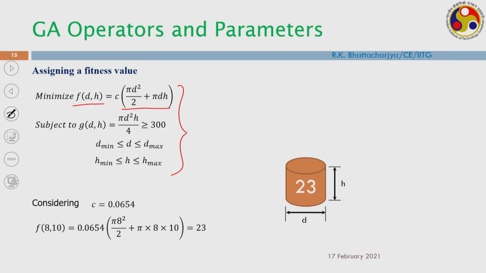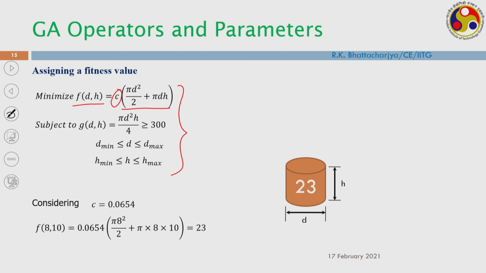So, material cost, that means the surface area of this is pi d square by 2 plus pi d h. Okay. So, this is the surface area of this particular can, and multiplying with C, so C will convert it to cost basically, and this is the surface area you are getting, multiplied by C will convert to cost. Okay.